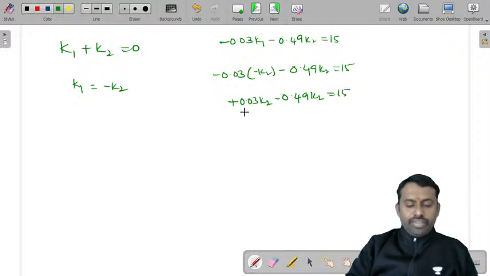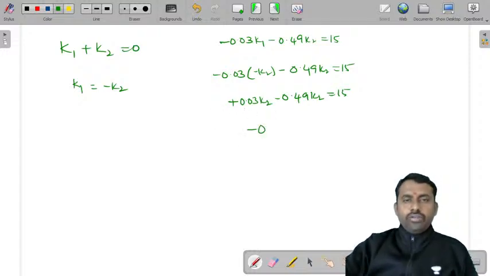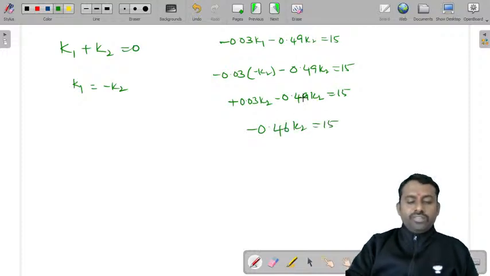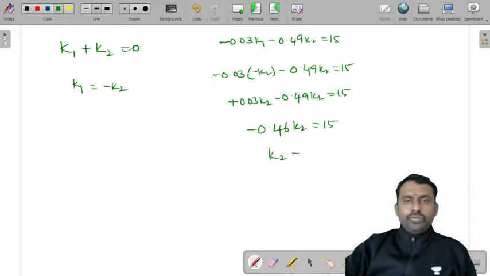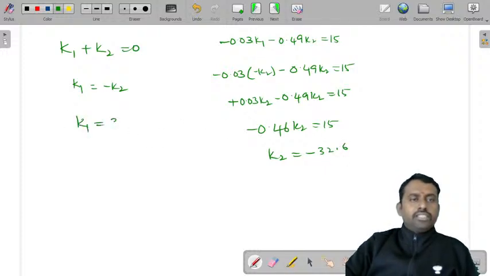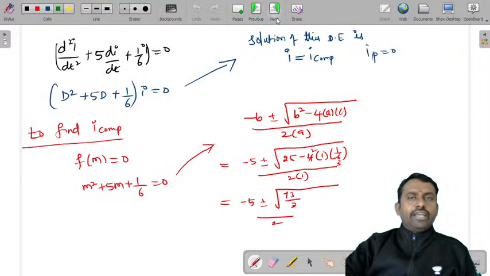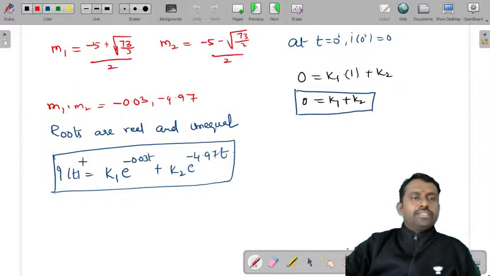So just try to simplify this. You'll get this value as 0.03 minus 0.49, that is minus 0.46 k2 is equal to 15. So 15 divided by 0.46, k2 is equal to minus 32.6. Therefore k1 is equal to 32.6. So once you have got these values of k1 and k2, substitute them back in this.